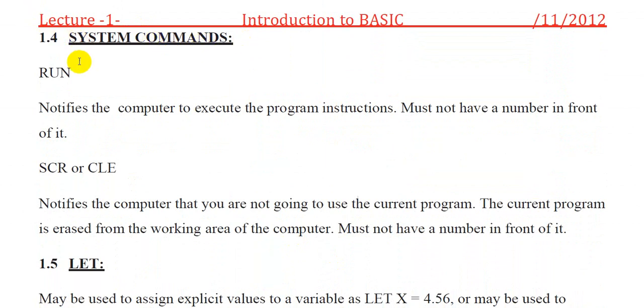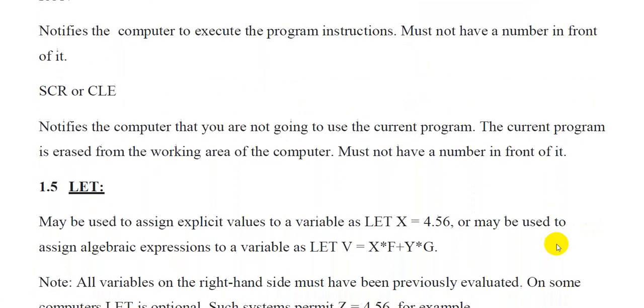Article 1.4, system commands. Run notifies the computer to execute the program instructions; it must have line numbers in front of it. SCR or CLE, as you can see, notifies the computer that you are going to use the current program. The current program is introduced into the working area of the computer.